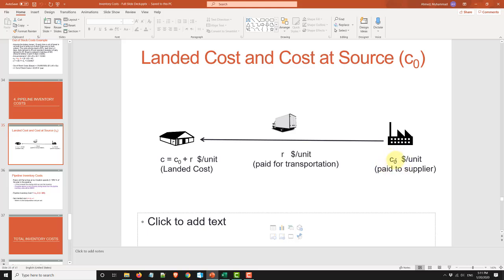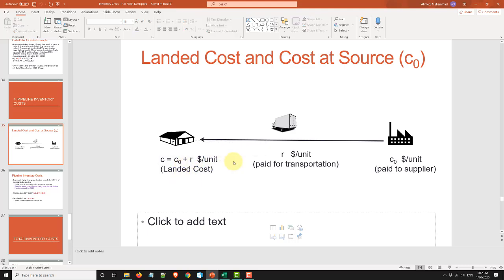We pay the supplier C naught. This is the price we pay the supplier per unit, dollars per unit. The supplier ships, or we arrange for transportation, and the stuff is shipped, trucks, trains, ships, whatever the mode is, to our warehouse or retail shop or our facility. We pay R dollars per unit to the transportation company, and then when we receive the goods at our facility, their cost at this location is called landed cost, or C, which is C naught plus R.